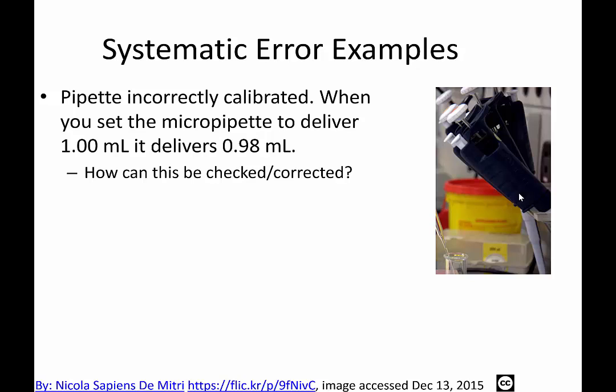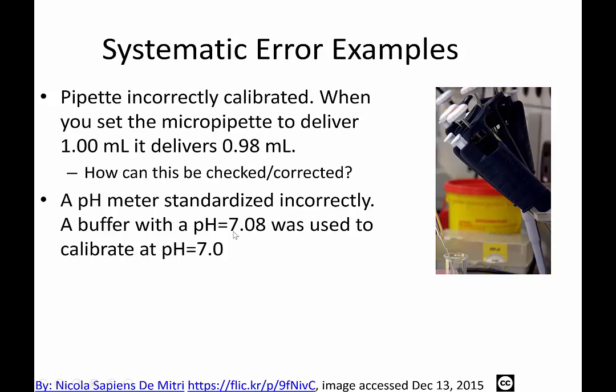All right, and the way that you could do that is you could try delivering 1 ml of water and weigh that out. We know the density of water, 1 gram per 1 milliliter. So 1 ml should weigh 1 gram. So if you weighed out your 1 ml, and if it wasn't 1 gram, then you would know that your pipette indeed wasn't calibrated correctly. So you would have to get your pipette recalibrated, or just keep note that you're only delivering 0.98 rather than 1 ml.